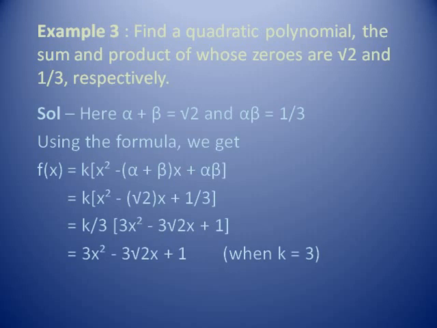k(x square minus square root 2 x plus 1 by 3), which will be equal to k by 3 (3x square minus 3 root 2 x plus 1). In this step we have taken LCM 3 from all the three terms and thus we got k by 3 (3x square minus 3 root 2 x plus 1). Then substituting k equal to 3, the expression will be 3x square minus 3 root 2 x plus 1. Thus the required polynomial is 3x square minus 3 root 2 x plus 1.